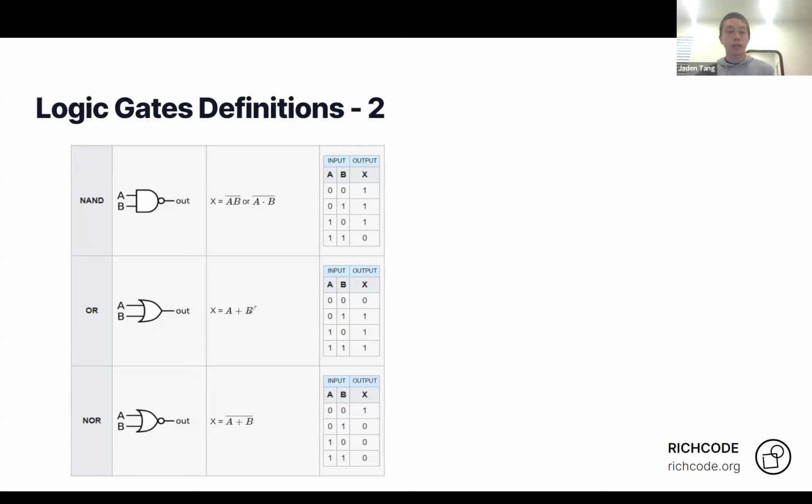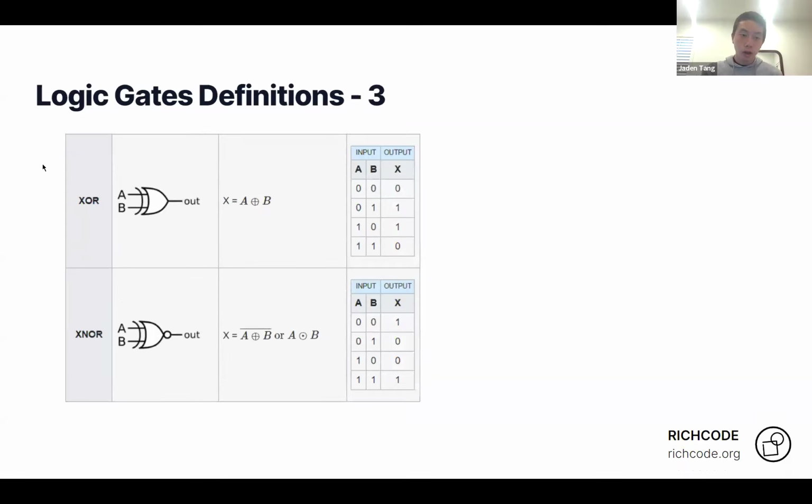And then the two slightly more complicated ones are XOR and XNOR, which basically just means XOR, or exclusive OR, only returns true if the outputs are opposite from each other.